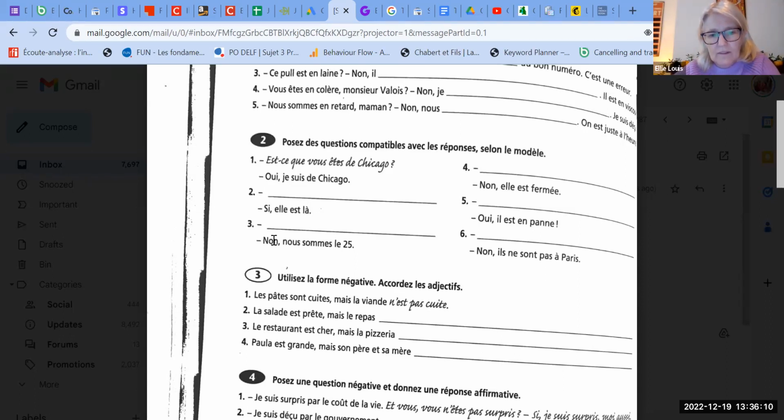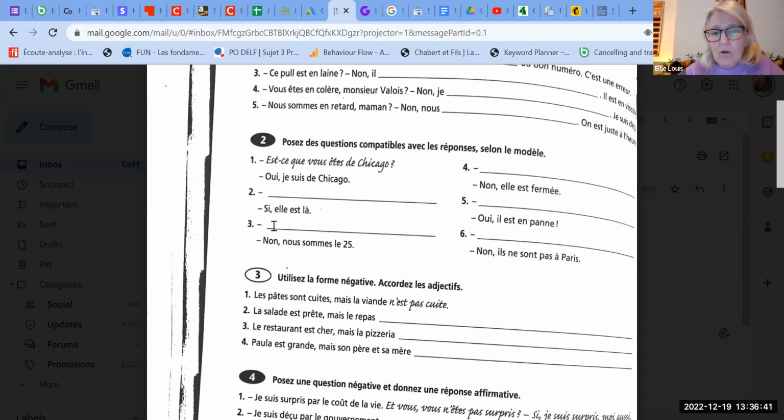Now we've got a non. Now a non is a no to all parts of the question. Okay. So, non, nous sommes le 25. So what could be the question that goes with that? Well, nous sommes le 25 is referring to a date. So if you want to say we would say, wouldn't we, what's the date today? 19th. So we'd say it's the 19th. In French, you say we're the 19th.